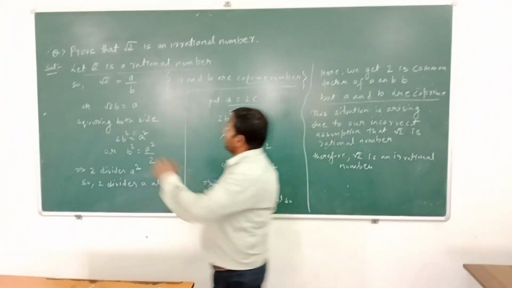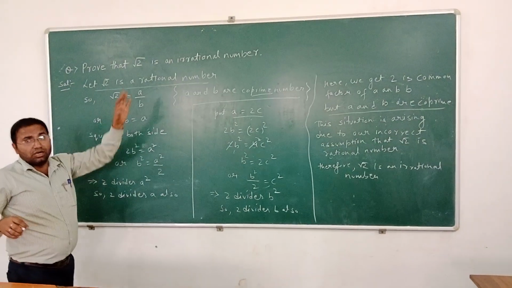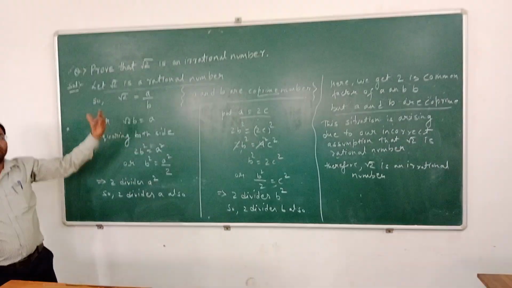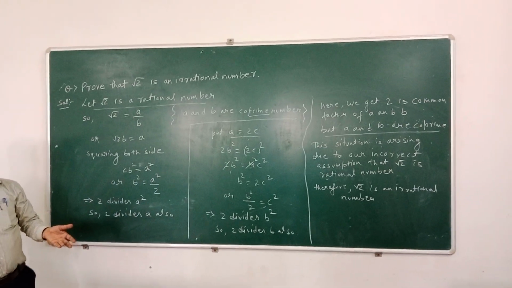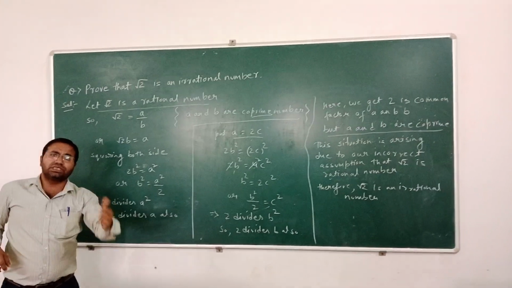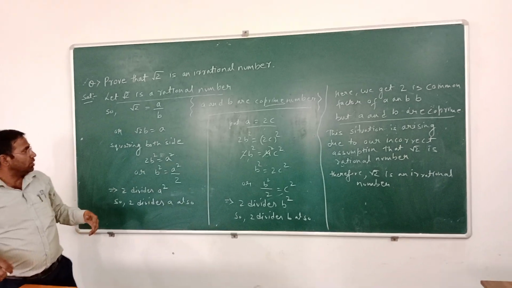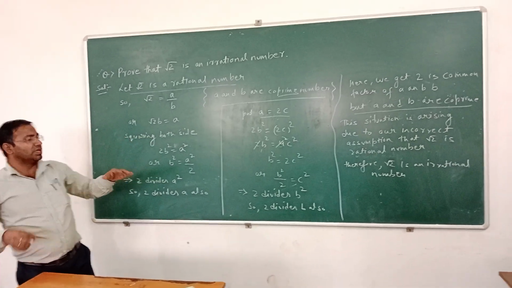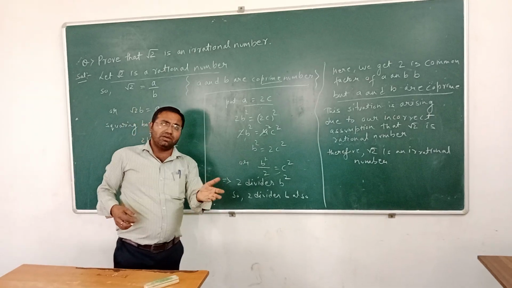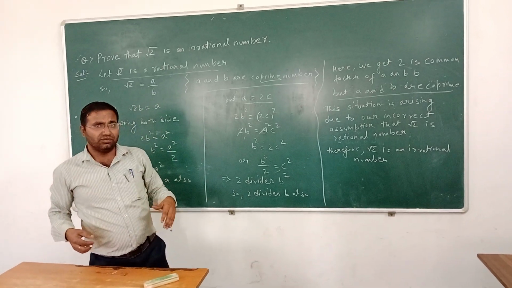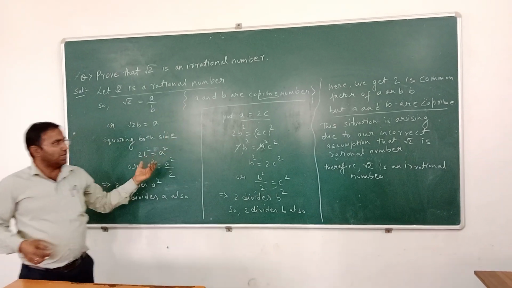Okay, so on the same basis you can prove that root 3 is also an irrational number, root 5 is an irrational number, root 7 is an irrational number. In place of 2 you will write only 3, or if you are proving root 5 as an irrational number, then you will put 5. Okay, so I think you have got this.